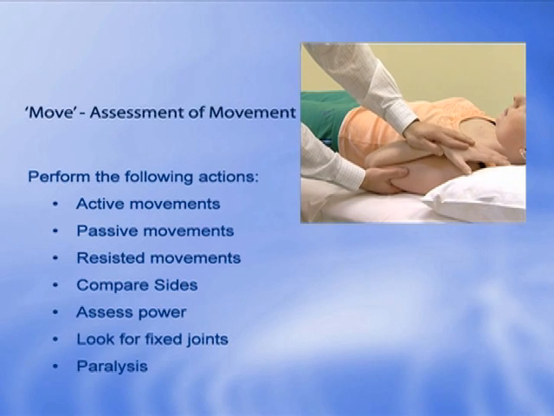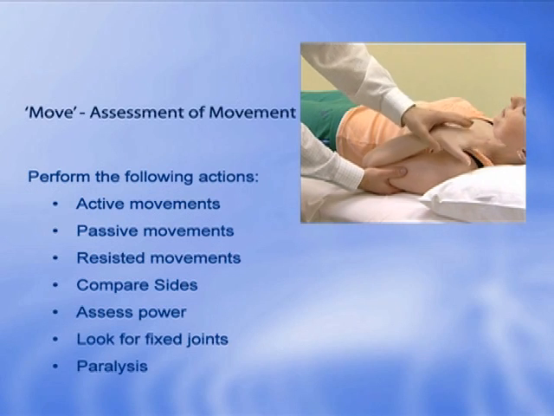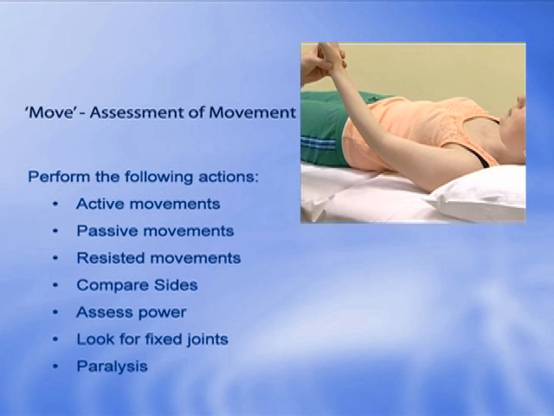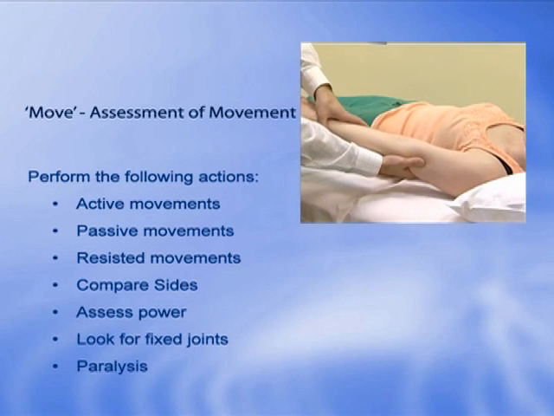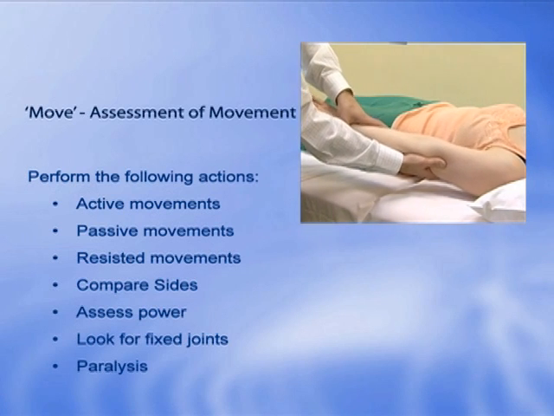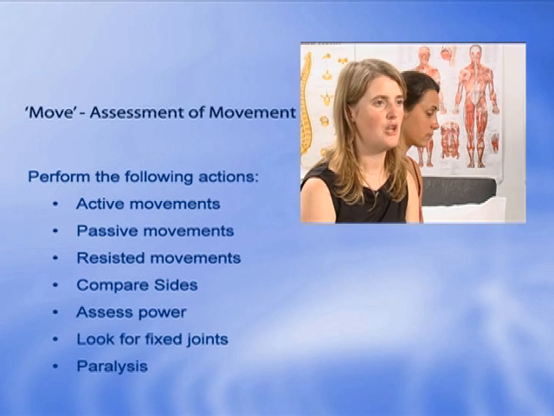Some joints may be fixed. This may be due to chronic infection, arthritic changes, or surgical fixation, such as an arthrodesis. We also see if there's any paralysis of the area involved. When we assess the range of movement, we assess for power and also the degree of movement.